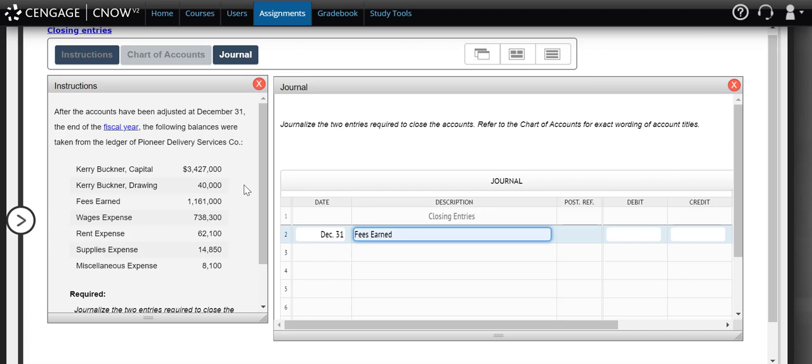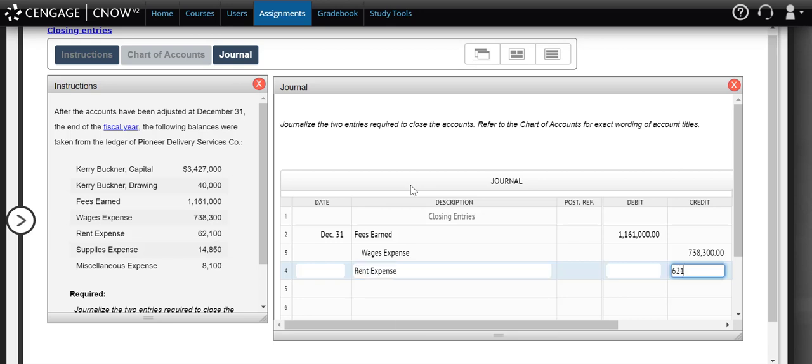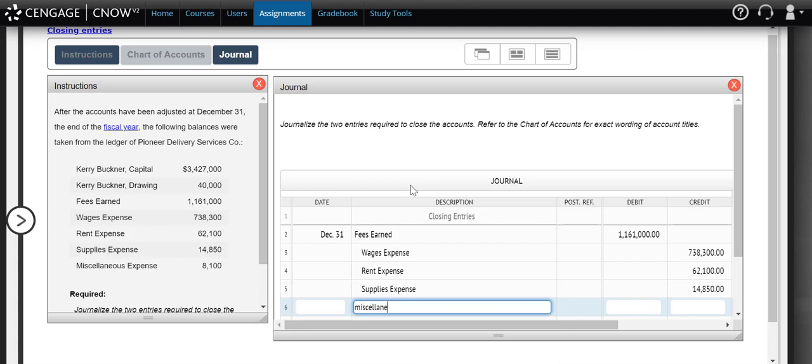In order to close an account, we do the exact opposite to that account. So our revenue account, our fees earned account in this case, had a credit balance of $1,161,000, so we are going to debit the account for that amount. Remember, opposites subtract. So if there's a credit balance and this is a debit transaction, we're going to subtract the two. It's going to leave a 0 as a balance in that account. All of my expenses have debit balances, so that means we're going to credit each one of those accounts. So our rent expense comes next. You do not have to list your expenses in any particular order when you're doing your journal entries. That's only for your financial statements.